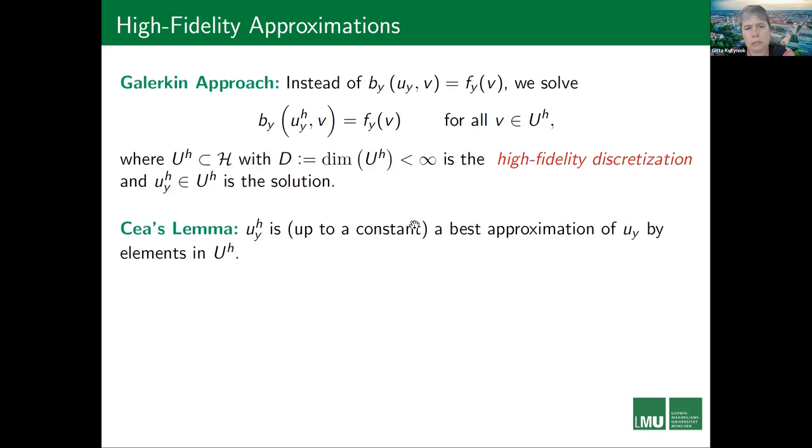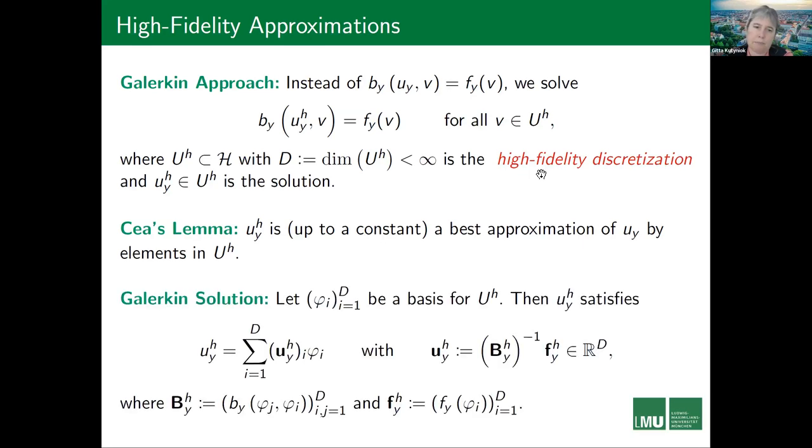And there's this famous Céa's lemma, which says that this solution is the best approximation to u_y, which is the true continuous solution in the Hilbert space, by elements in U_h. So that's very nice. If you solve this, you get the best you can do in this finite dimensional space.